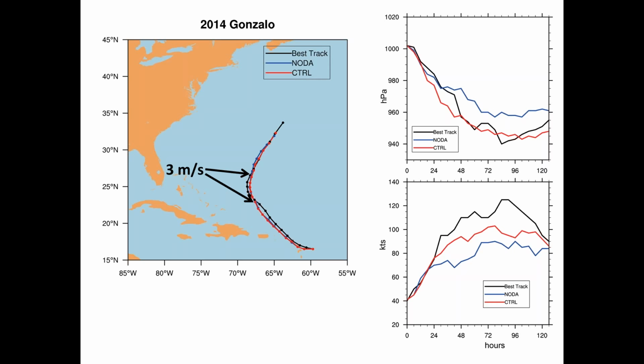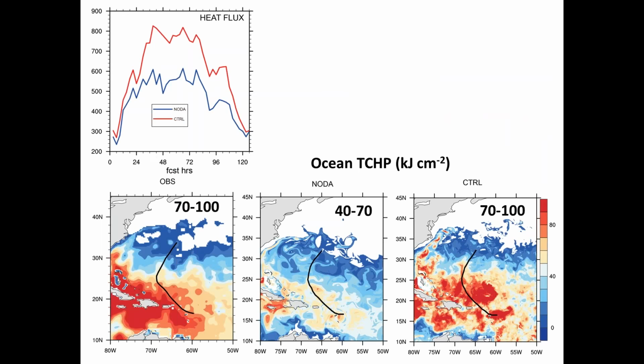One thing to realize about Gonzalo is there was about a 1.5 day period where it slowed to about 3 meters per second. That might put it in the region of parameter space where you might see more of an ocean impact. The bottom panels show how much difference between these two forecast runs we had in the ocean heat potential. The lower left panel shows the observed heat potential from the AOML altimetry SST-derived product.